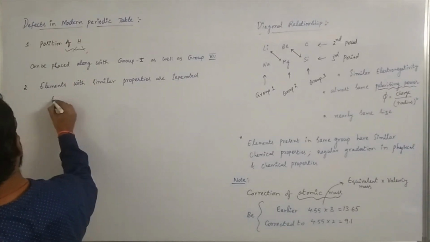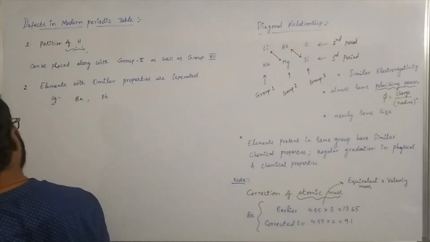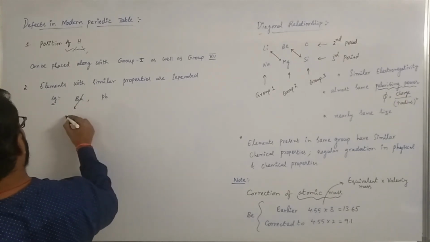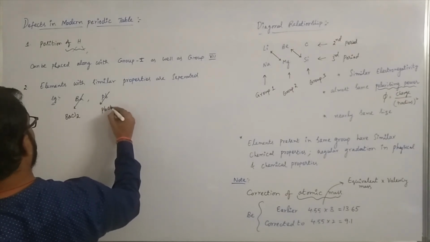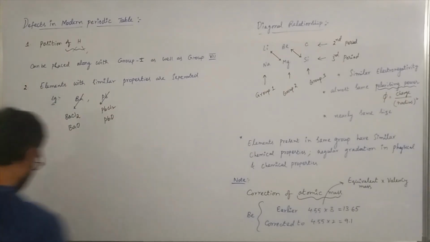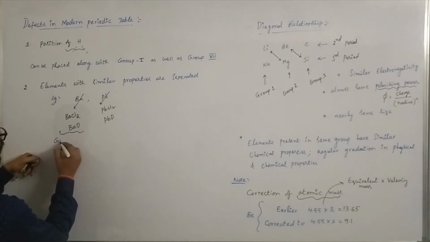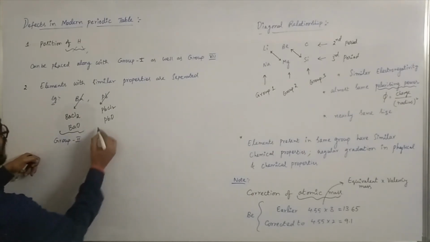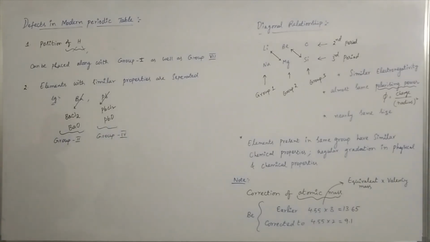For example, if you take barium and lead, barium can form barium chloride BaCl2, lead can form PbCl2, barium can form barium oxide BaO, lead can form PbO. So as they have some similarities in properties, they should be placed together, but they have placed them in different positions because barium is in group 2 whereas lead is in group 4. Irrespective of their properties, they are placed in different groups.